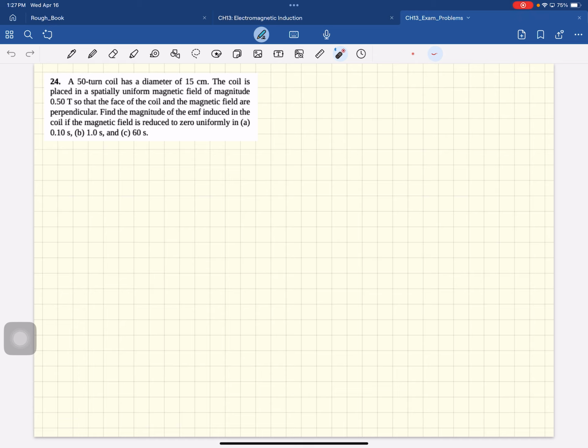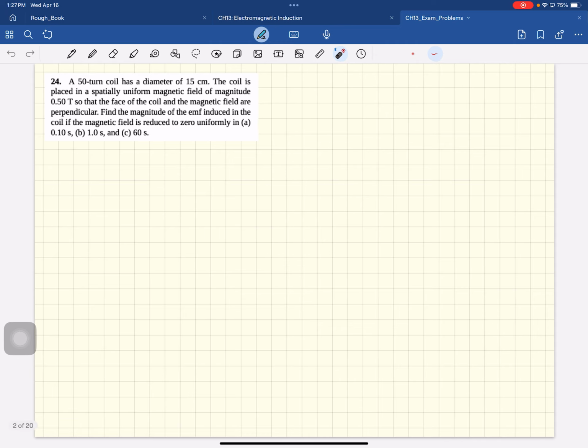All right, so this problem says a 50-turn coil has a diameter of 15 centimeters. The coil is placed in a spatially uniform magnetic field of magnitude 0.5 Tesla. By the way, 0.5 Tesla, that's a pretty strong field. That's about 10,000 times stronger than the Earth's magnetic field in this room, you know? So that the face of the coil and the magnetic field are perpendicular.